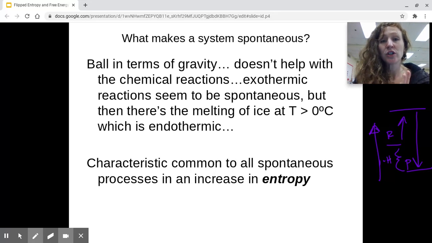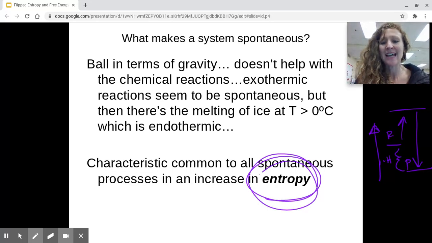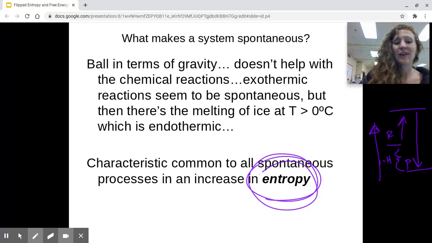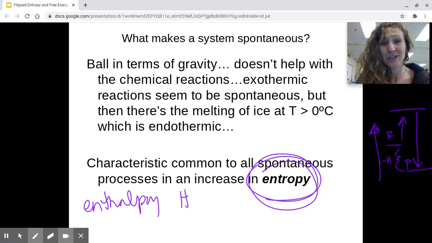But let's return to it once we've talked through a couple different factors. And the next one we're going to talk about is entropy. So we have enthalpy, which is H, right? Which is heat under constant pressure. Okay, we also have entropy.